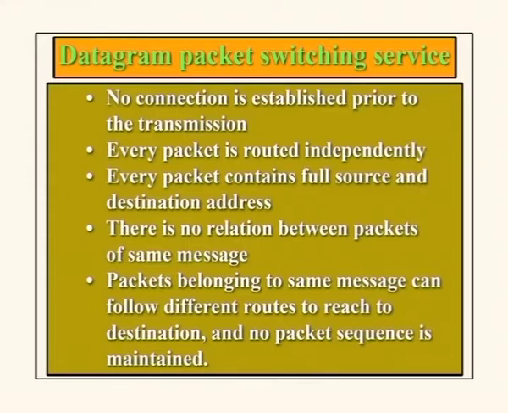Every packet contains the full source and destination address. There is no relation between the packets of the same message. Packets belonging to the same message can follow different routes to reach the destination, and no packet sequence is maintained. Packet switching in virtual circuit and datagram is done by a router or layer 3 switches.